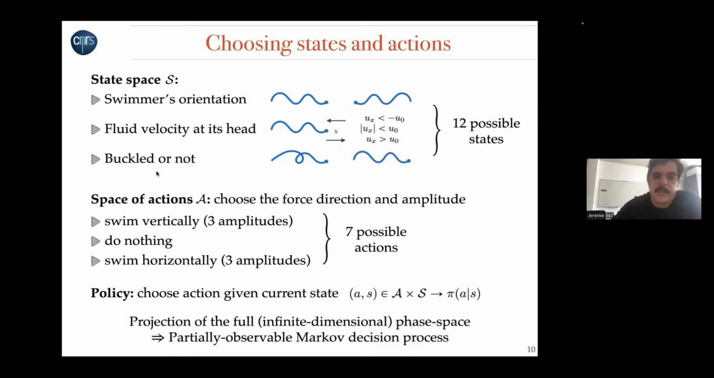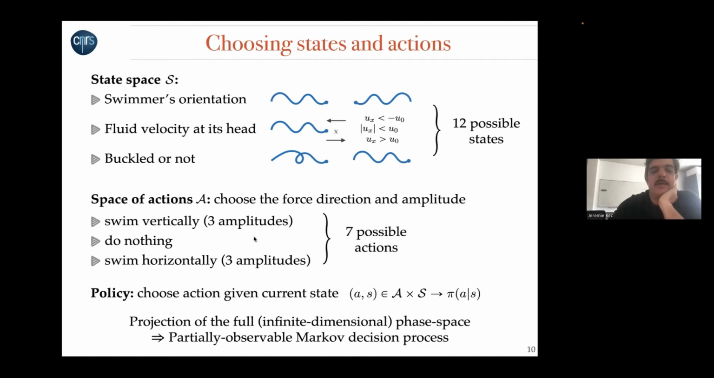And then the last thing that we noticed was important is that the swimmer should know whether it's buckled or not, because if it's buckled like that, propagating a wave along its body will not be very efficient in order to move, nor to unbuckle. Since we have 2 times 3 times 2 different possibilities, our state space is a discrete space with 12 possible states.